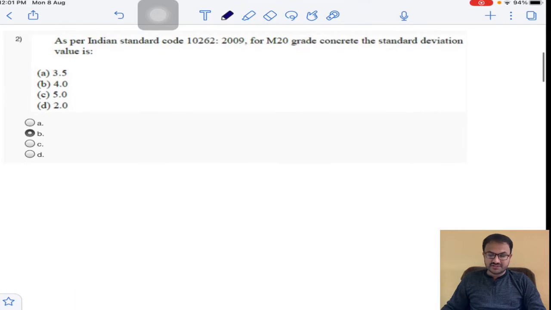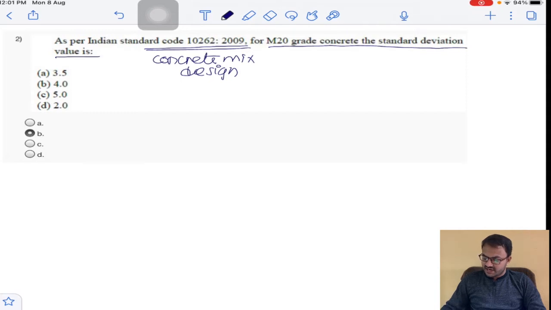And coming to the second question, as per Indian Standard Code 10262 2009. This 10262 describes mix design, concrete mix design. So for M20 grade concrete, what is the standard deviation value? The standard deviation symbol is sigma. What is the usage of standard deviation? To calculate the mean strength of concrete.